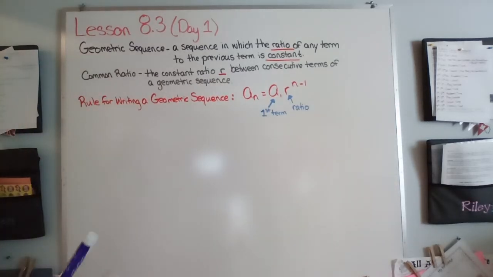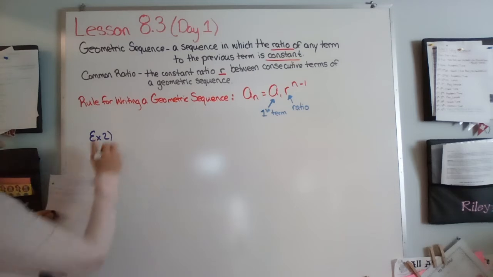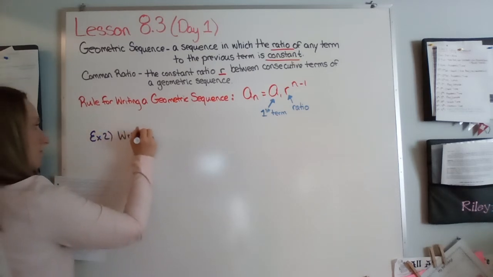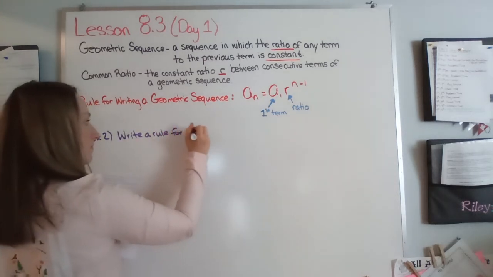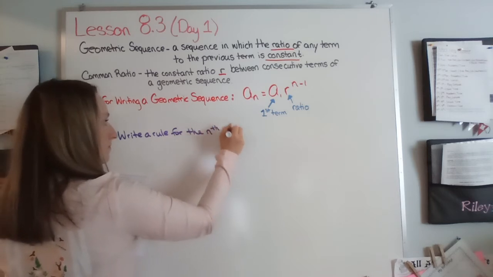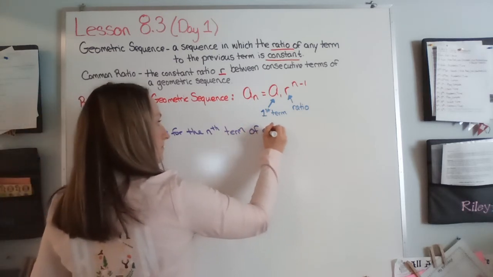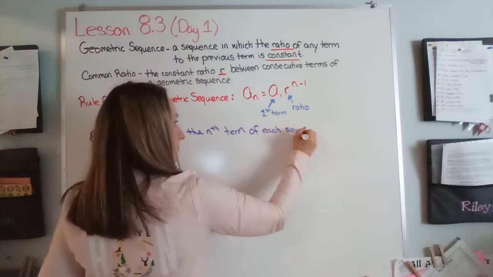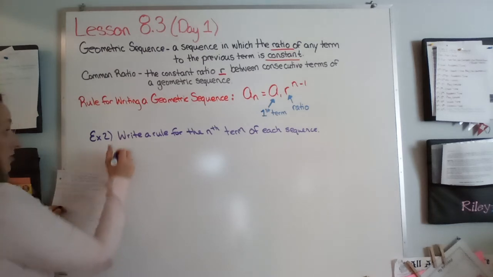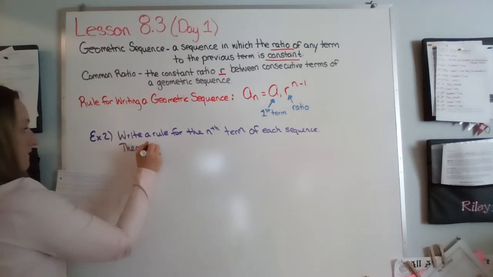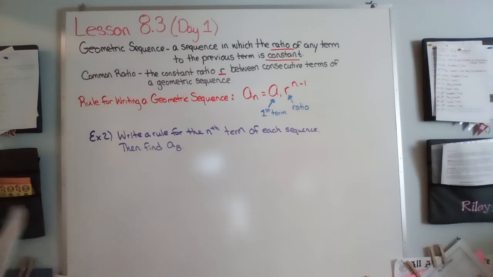So let's see, example 2. We're going to be asked to write a rule for the nth term of each sequence. And then you're going to find the eighth term, a sub 8. Then find a sub 8, the eighth term. Okay? And we have 2 to look at.